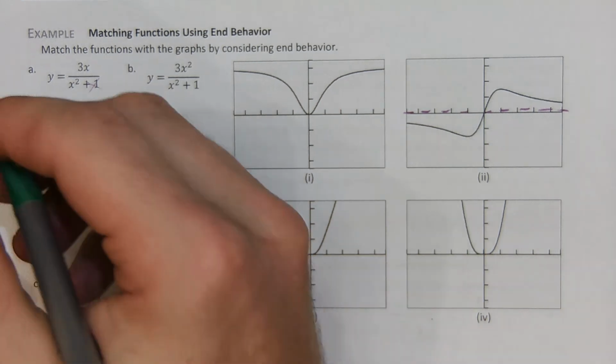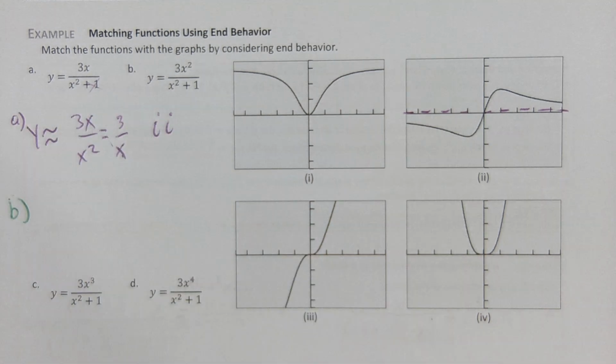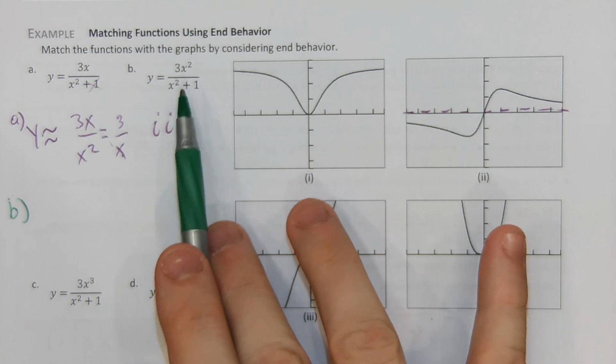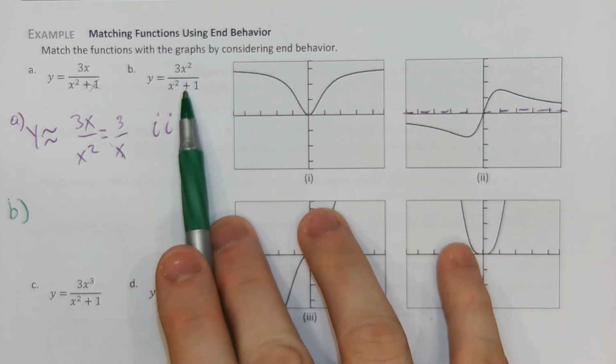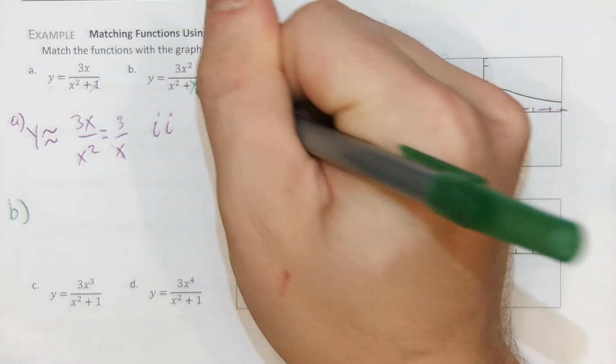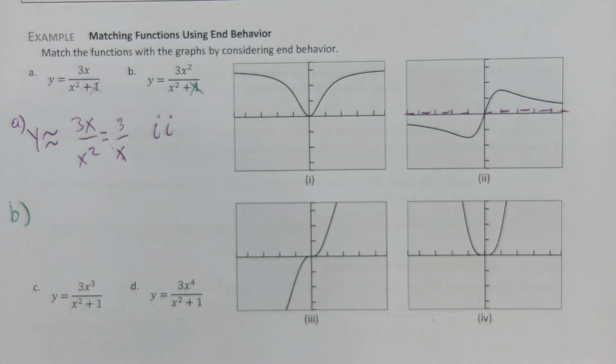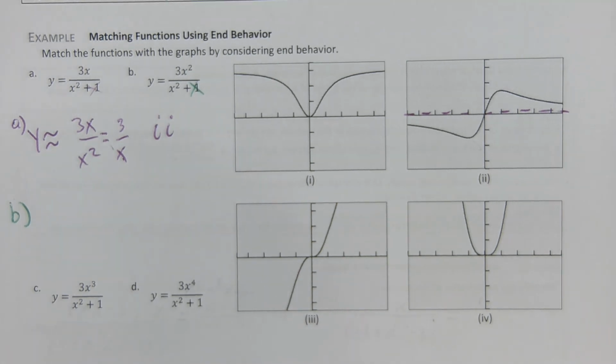For part B, same trick. At the extreme infinities, plus 1 really doesn't mean much at all. I mean, we're talking nothing. If I was the richest man on the planet, would one more dollar make me that much more richer? No.